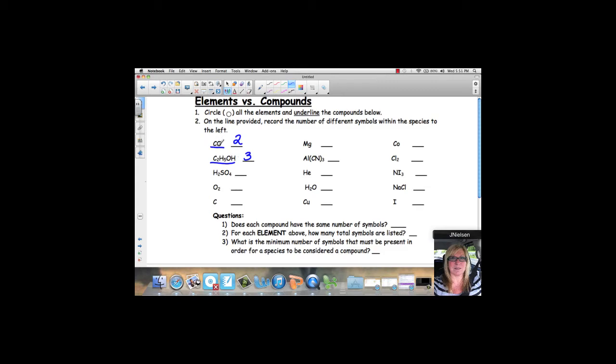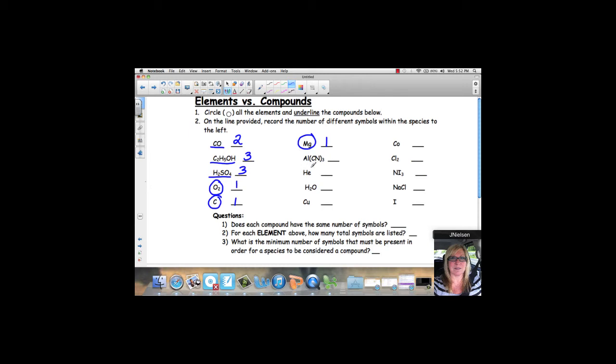The first one was carbon monoxide. You'll learn how to name these. This one is ethanol. The next one is sulfuric acid, and it's also a compound, and it contains 3 different symbols. Oxygen is an element. It's a diatomic element because it's 2 of the same atom, and it has 1 symbol. Carbon is an element. It has 1 symbol, and it's a monatomic element because it's only 1 atom. Magnesium is also monatomic. It's an element with 1 symbol.